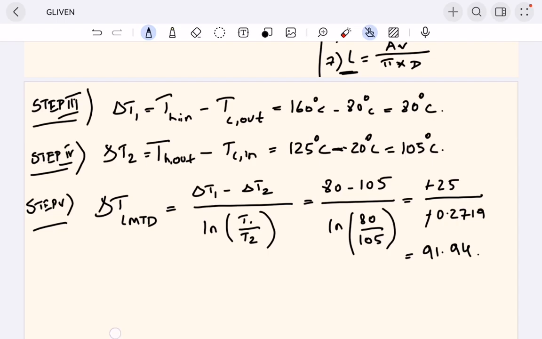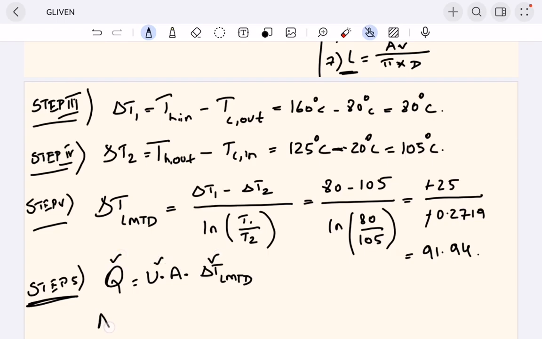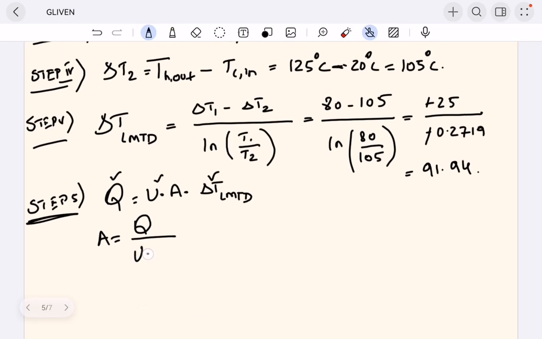Then step 6, we are going to calculate Q is equal to overall heat transfer U times area times delta T LMTD. So I know Q, I know U, I know delta T LMTD. So area is Q divided by U times delta T LMTD. So Q is 301 divided by U, the overall heat transfer coefficient. How much do we have?